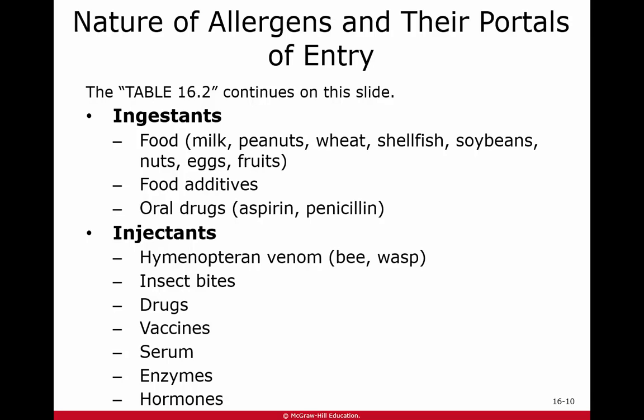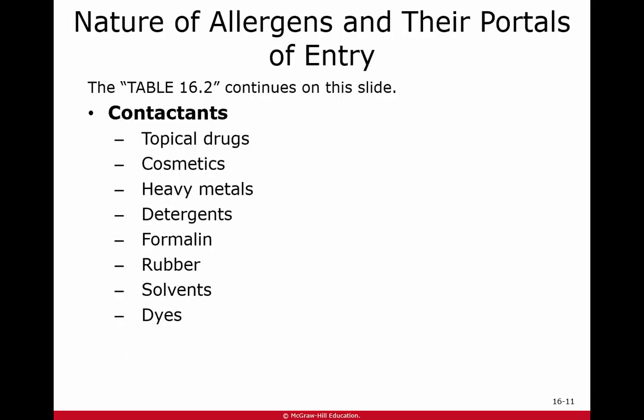So then we have injectants, right? So these are going to be those that are injected into your system, and a lot of these are going to be under like the bug bite type deal, right? So venom from a bee sting or a wasp sting, insect bites, drugs/vaccines that are administered to you through injection, enzymes, hormones, again, administered through injection, we know can trigger an allergic response.